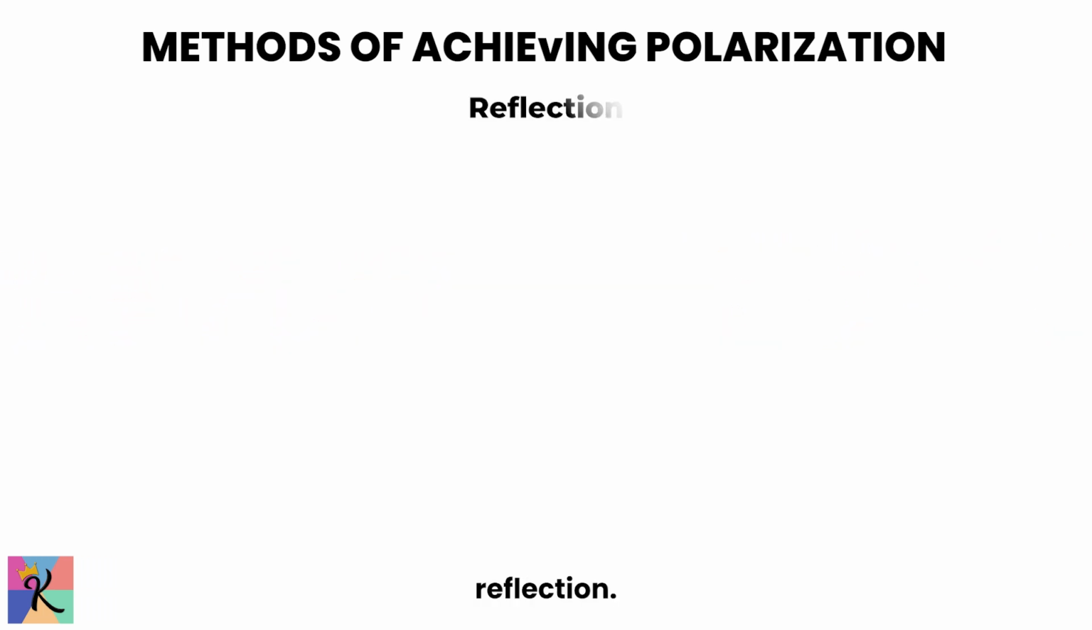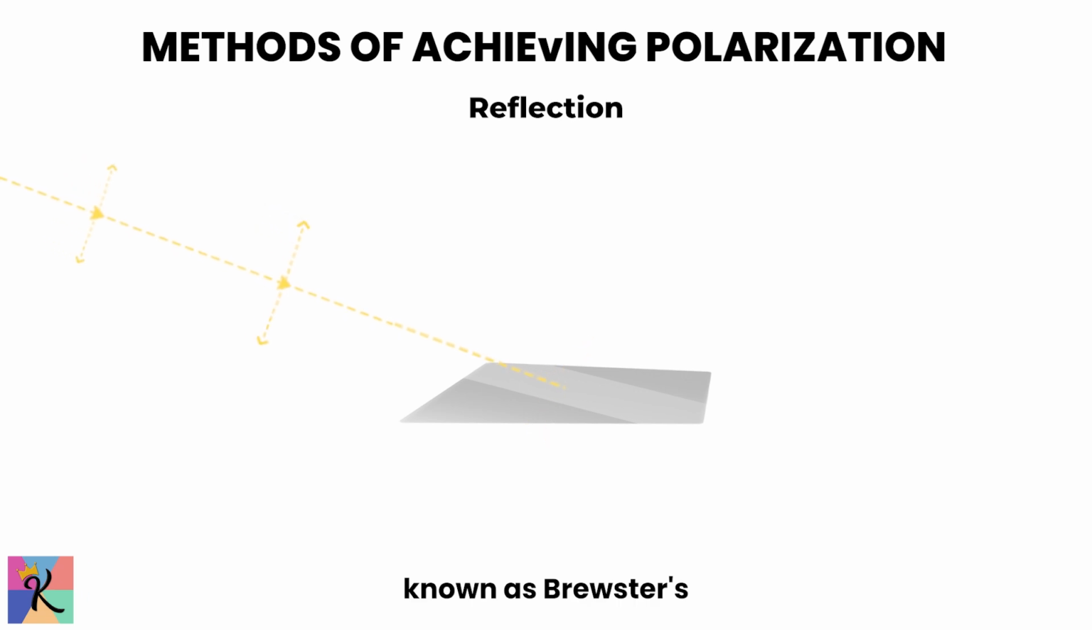The second is reflection. When light reflects off a surface at a specific angle, known as Brewster's Angle, it becomes completely polarized. This phenomenon is why glare off water or glass surfaces can be reduced using polarized sunglasses.